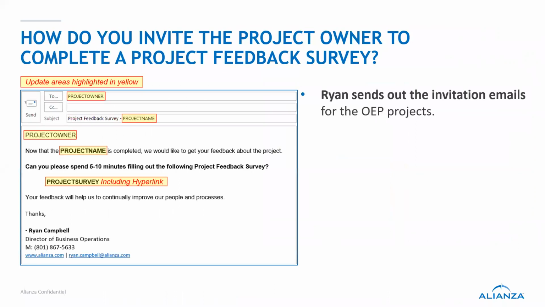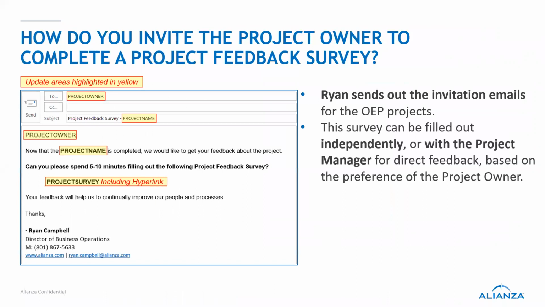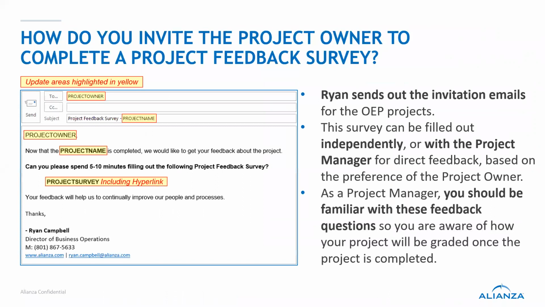Ryan sends out the invitation email for the operational efficiency program projects to those project owners. This survey can be filled out independently or with the project manager, like in a retrospective style, for direct feedback based on the preference of the project owner. With Clint, he just likes me to just send it to him. He'll just fill it out when he has time. So that's what I do. As a project manager, you should be familiar with these feedback questions so you're aware of how your project will be graded once the project is completed. Like, I had to pound this with my project managers. I'm like, guys, if you're going to be doing this, this is what you'll be graded on. Make sure that you're aware of it as you go through your projects.